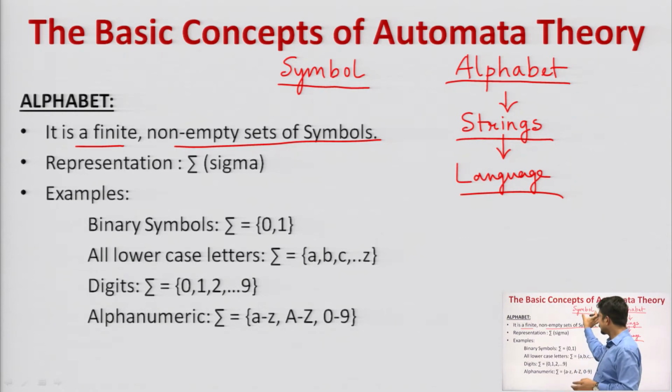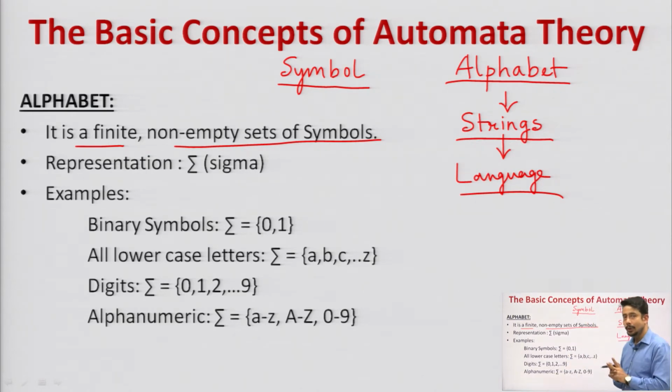But if we put together and put in a finite way and say as a non-empty set, then we can say that is an alphabet. Okay. Now, what are the representations of alphabet? We need to understand a few things here. First, the terminologies. Second, we need to understand their representations as well.